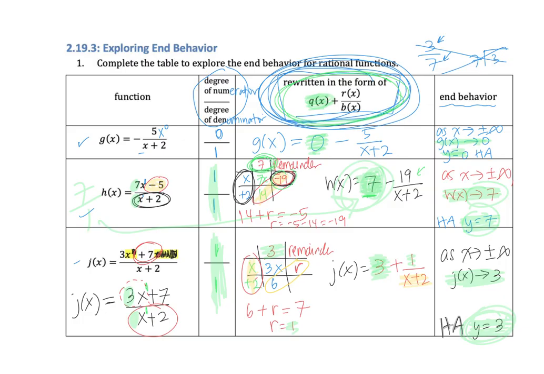So when your degrees are the same, you can find your quotient or your horizontal asymptote by taking the coefficient in front of the variable in the numerator and the coefficient in front of the x in the denominator and dividing them to get that quotient, or that horizontal asymptote, or wherever the end behavior is approaching.